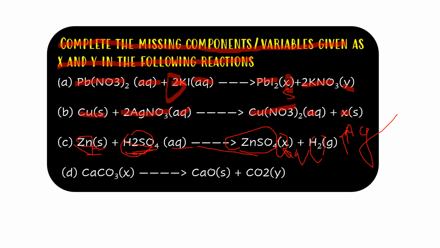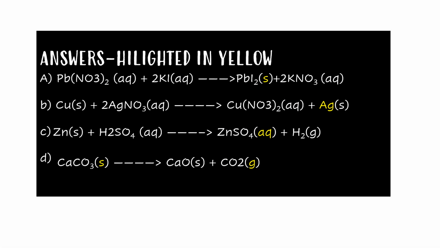Last question, that is calcium carbonate. So what will be the state of calcium carbonate when after heating it releases calcium oxide and carbon dioxide? So here calcium carbonate is in solid form. After heating, the decomposition reaction takes place, that too thermal. So it releases carbon dioxide, that is a gas. So it is released. These are the solutions for your reference.